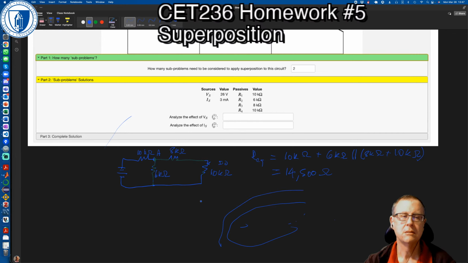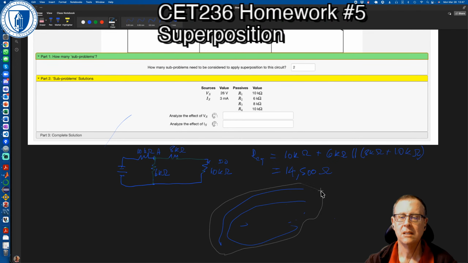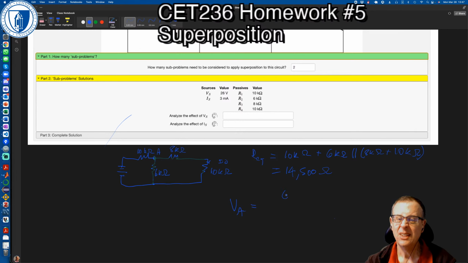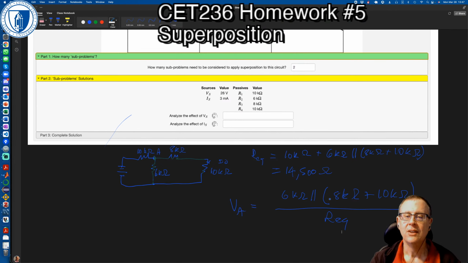Don't know why it doesn't select and stay selected. Okay, so then we can get that. Right, so now what we want is VA equals the 6 kilo ohms in parallel with 8 kilo ohms plus 10 kilo ohms, divided by REQ, which is the 10k plus the 6k, etc. And then we've got to multiply that by the input voltage, which is 26.